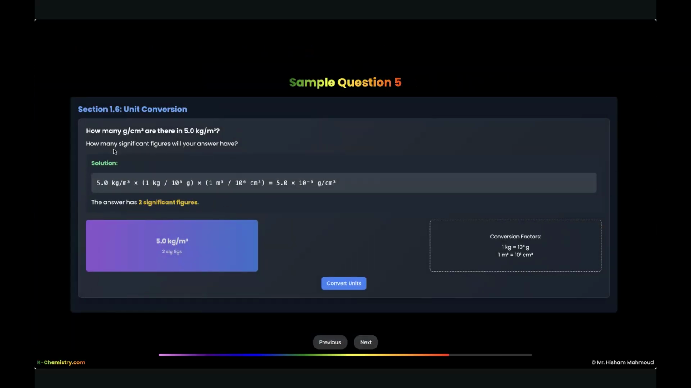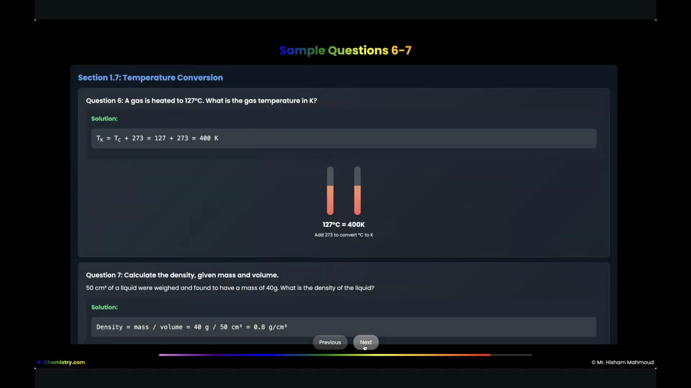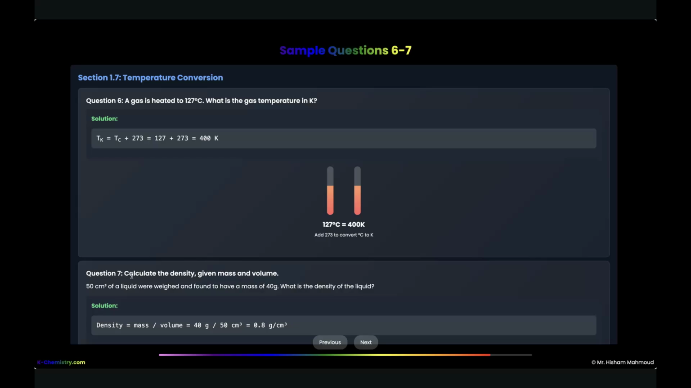I have unit conversion here. Let's remember together the unit conversion using the conversion units. Some temperature conversion: if I want to change from Celsius into Kelvin, you have to add 273. If you want to change back to Celsius, you have to subtract 273. So 127 Celsius is equal to 400 Kelvin. Calculate the density given mass and volume. So density equals mass over volume.